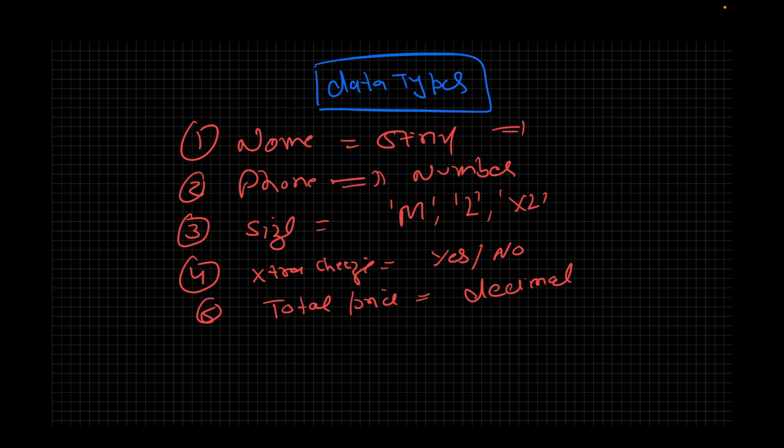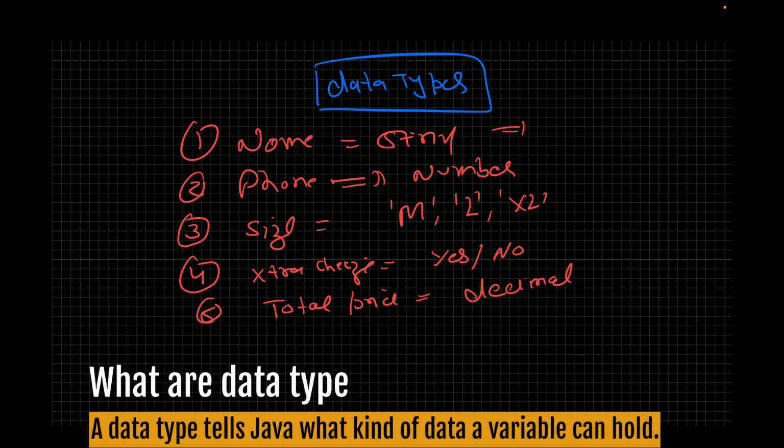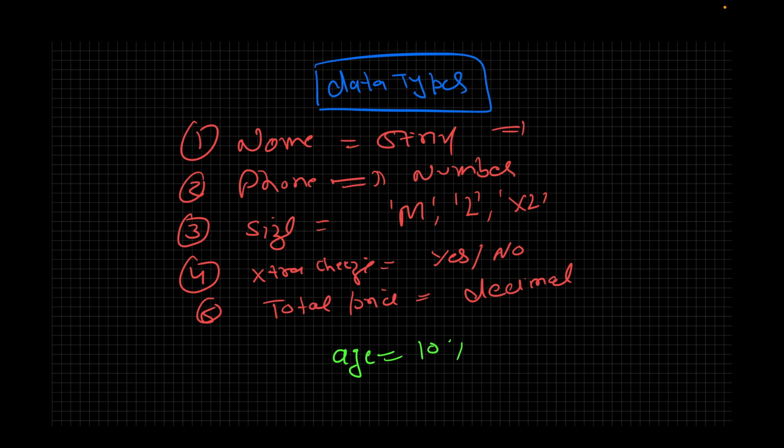Similarly in Java, we have data types. A data type in Java tells Java what kind of data a variable can hold. We learned about variables in our previous lesson. For example, I can have a variable age and it's going to store the value 10. Before this variable, I'm going to set a data type, int, which is short for integer. So this is my data type.